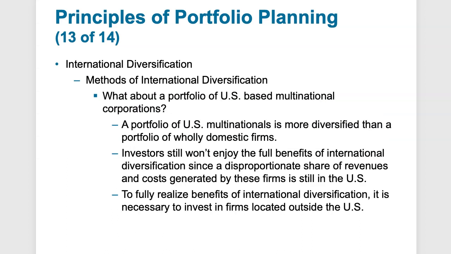Now, another method of international diversification is you could build a portfolio of U.S. companies that have a high exposure to international business. We'll call them multinational companies, whose business is split among many countries around the world. Think of McDonald's, which has restaurants in many countries around the world, or maybe KFC, Kentucky Fried Chicken, through Yum Brands, which has restaurants all over the world. So it's a really international business.